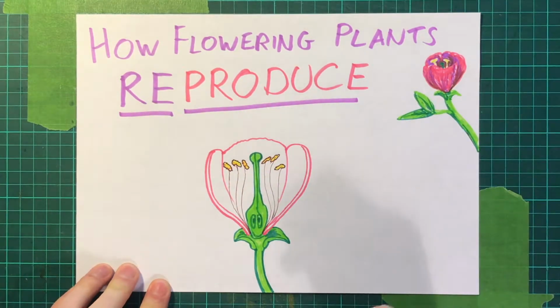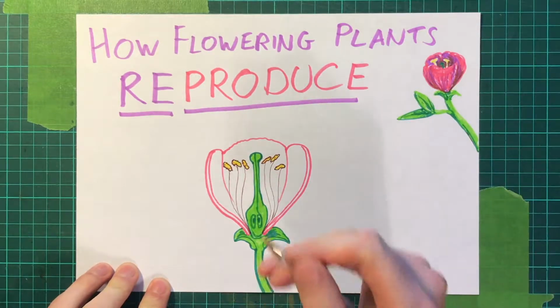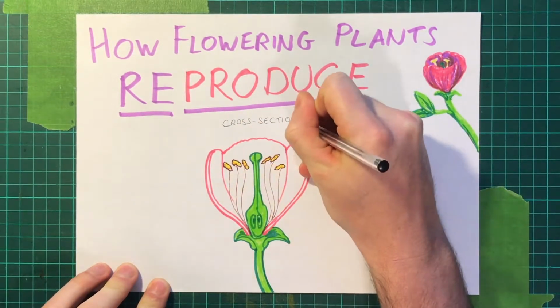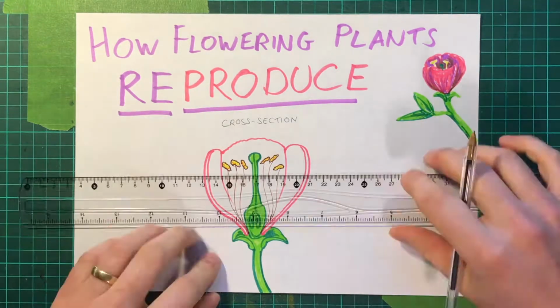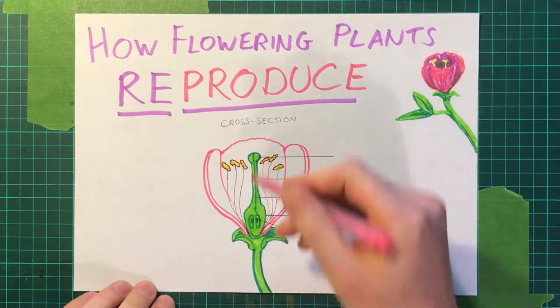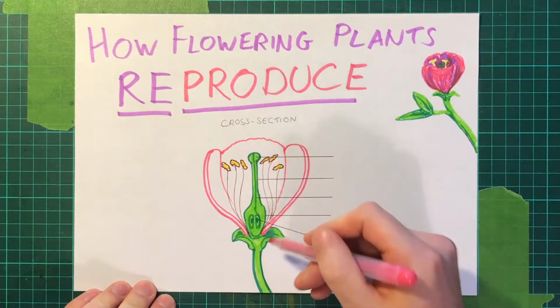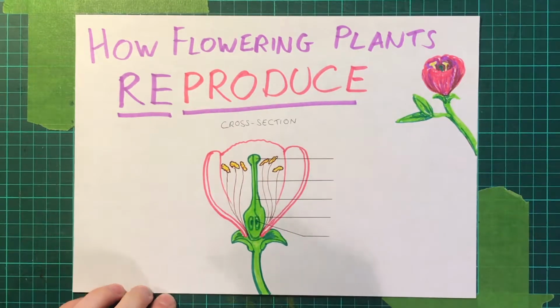Another way of saying that is that we've created a cross section. So now let's label up all the different parts of this flower. So we'll begin with this central part of the flower, and this is the female part.